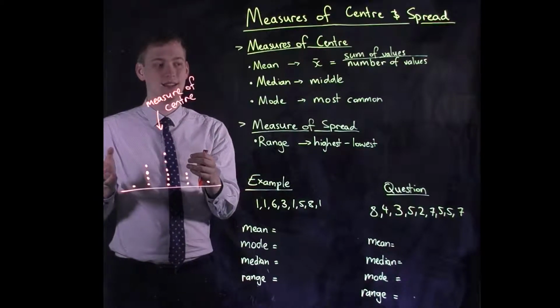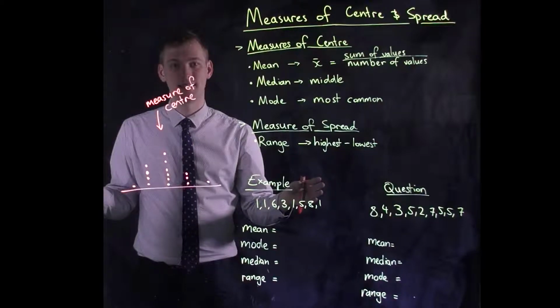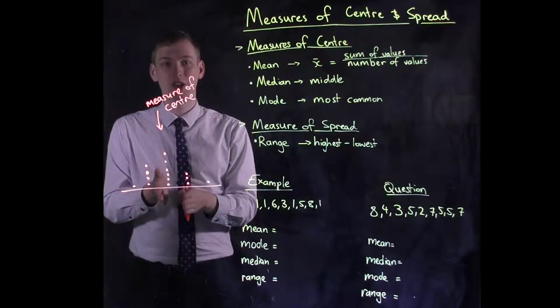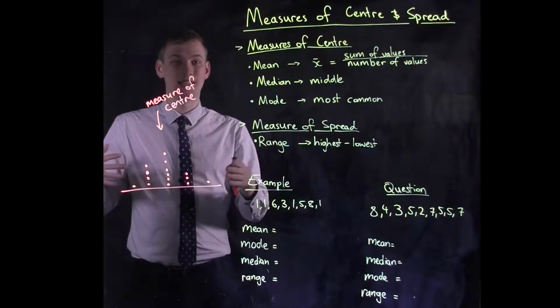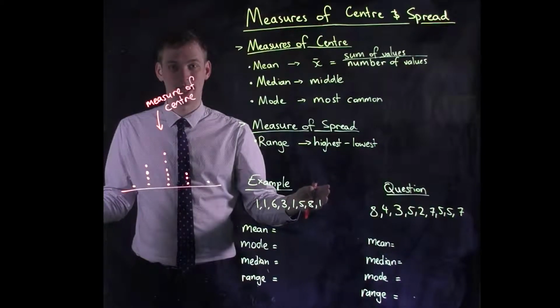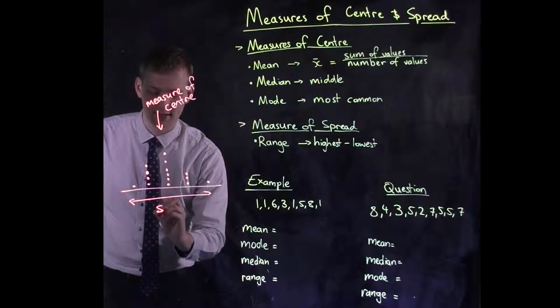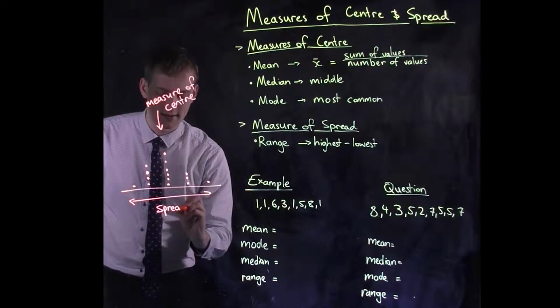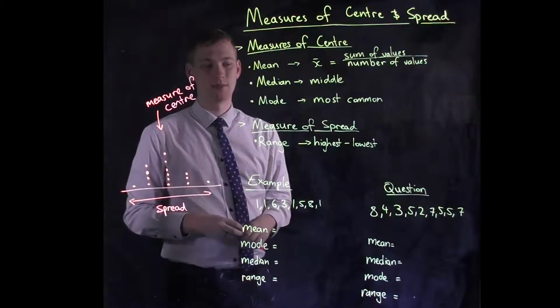Measure of spread is talking about how far apart our data is. If we have data that's really close, we can make different conclusions than if our data was really spread out. So measure of spread is more how far apart is it. So I'll just write spread. So here we've got our new terms, measure of center and measure of spread.